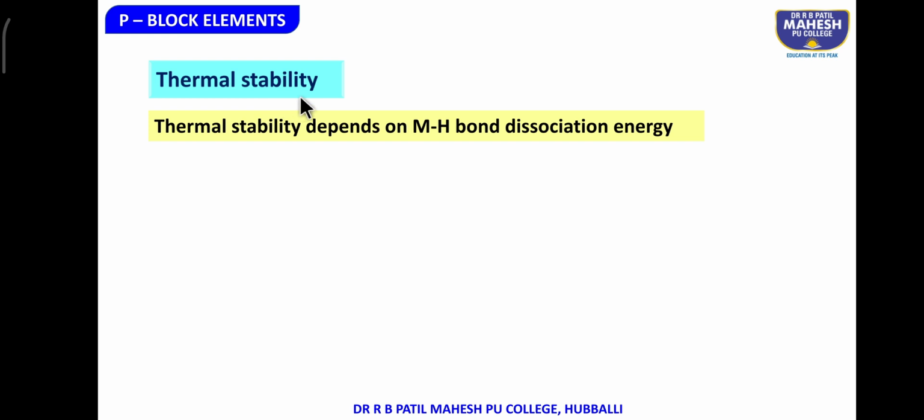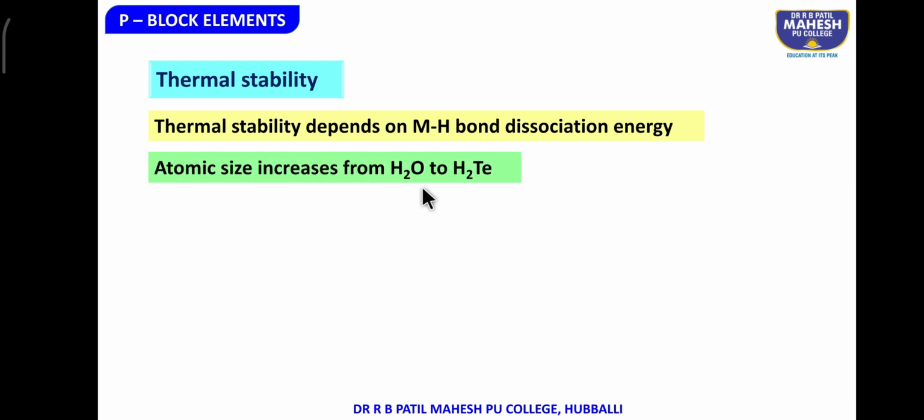Thermal stability. The thermal stability of group 16 elements hydride depends on the strength of the element and hydrogen bond. Here M stands for oxygen, sulfur, selenium, tellurium and polonium. In other words, I can say that it depends on bond dissociation energy. And you know that down the group bond length increases, bond dissociation energy decreases, or strength of the bond decreases, hence thermal stability decreases down the group.